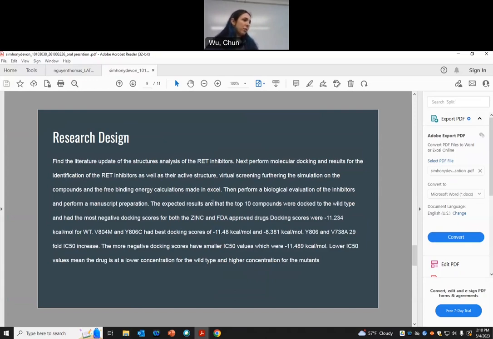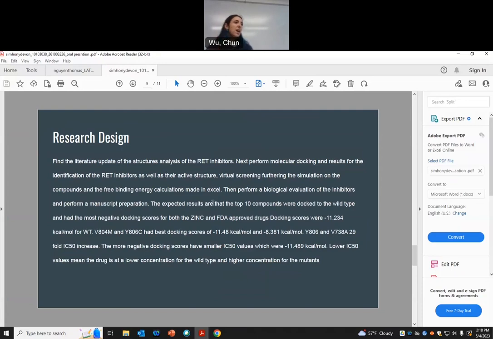The respective results for all the top 10 combination compounds were docked to the wild type, and the most negative docking scores were both from the Zinc and the FDA approved drugs. The docking scores were negative 11.234 kcal per mole for the wild type, and V804M and Y806C had the best docking scores of negative 11.48 kcal per mole and negative 8.381 kcal per mole.